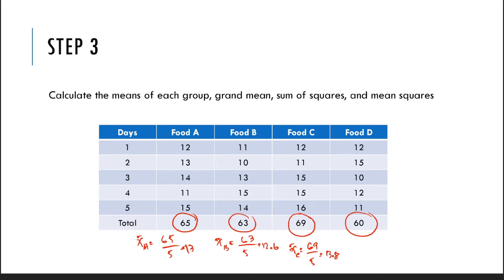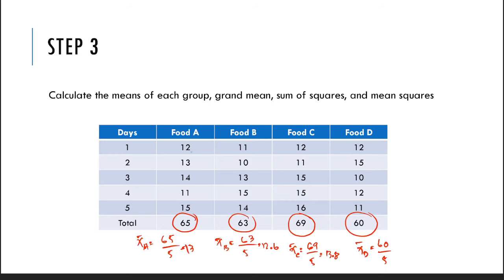Okay? Then, for dito naman sa dulo, so you will have mean of D will be equal to 60 divided by 5. So, mas madali mo na siya compute. Ganon din sa grand mean. Kasi ang pwede mong gawin na lang dyan, all you need to do is get the sum of lahat ng ito. So, you'll have 65 plus 63 plus 69 plus 60. Then, you just need to divide that by 20.